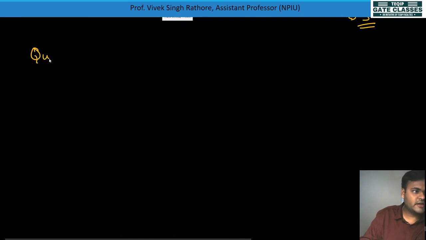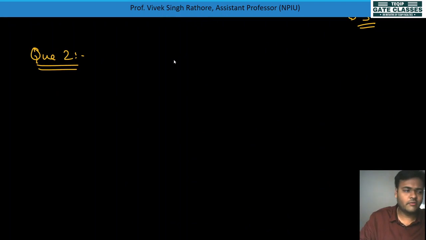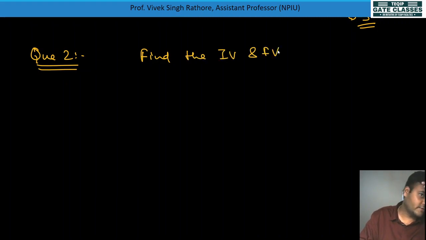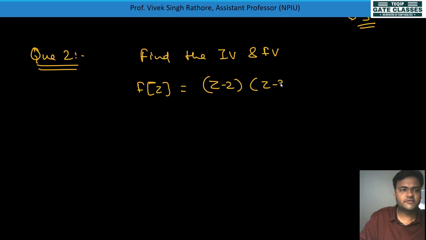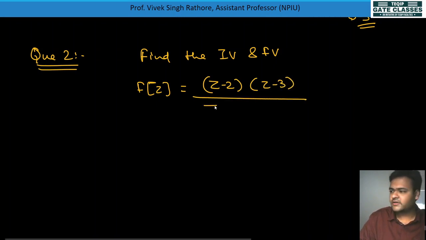Now we'll see one more question and then we'll close the session. So second question, now this will clear your mind about initial value and final value theorem. Again, you need to find the initial value and final value for the given z expression. F of z is given in the question: z minus 2, z minus 3, z minus 1, and z minus 4.